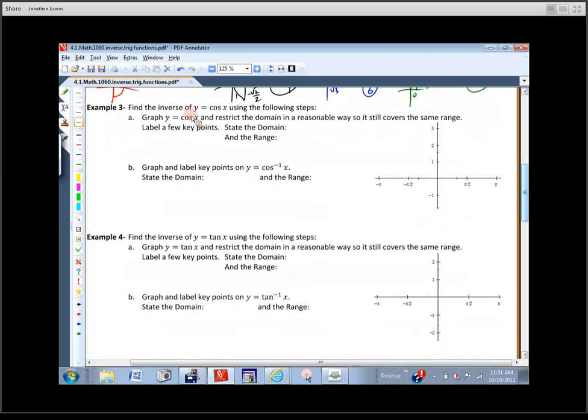This says find the inverse of y equals cosine x using the following steps. Same steps as we did above. Graph y equals cosine of x. Restrict the domain in a reasonable way so it still covers the range. So don't draw this. Think about what cosine looks like.